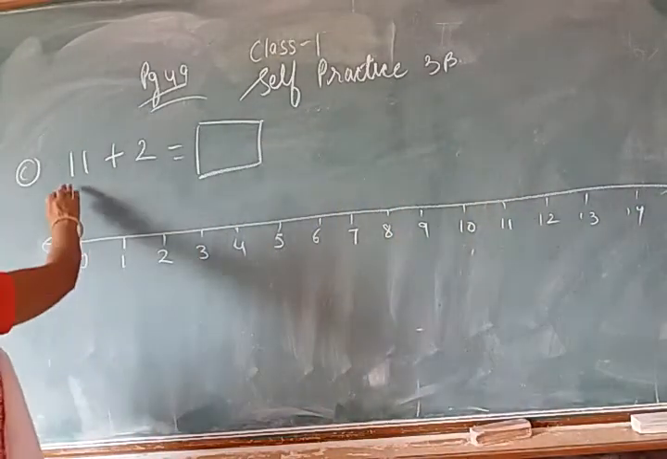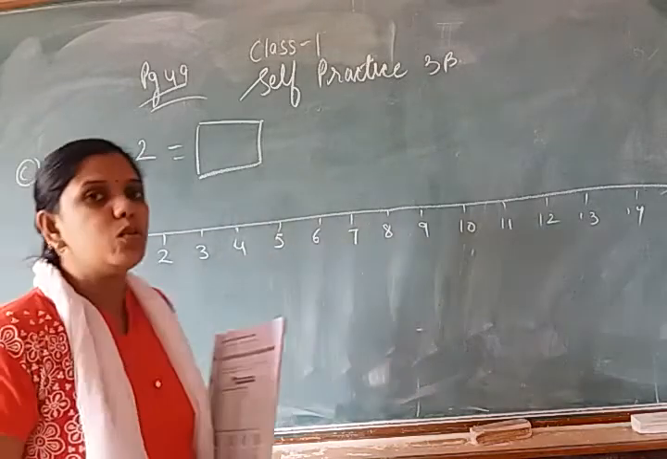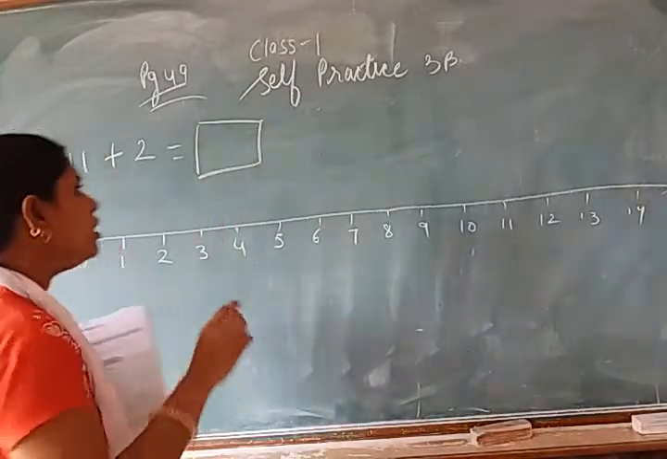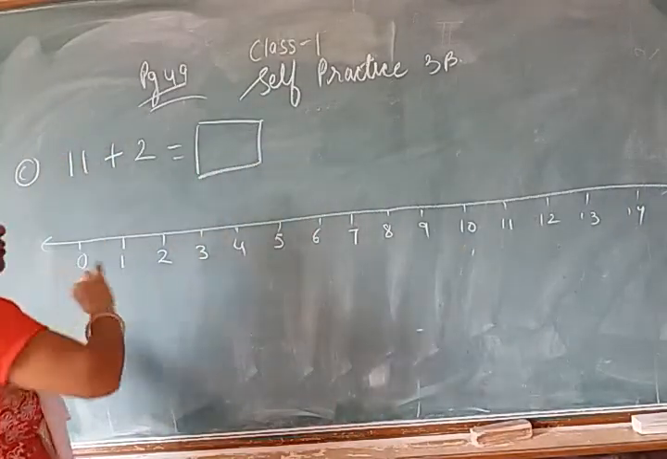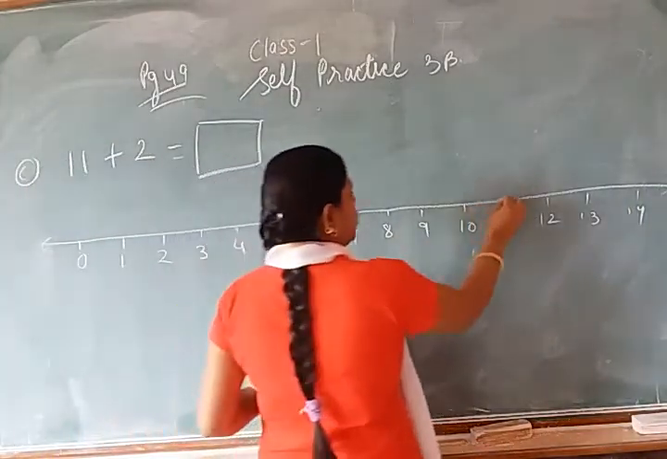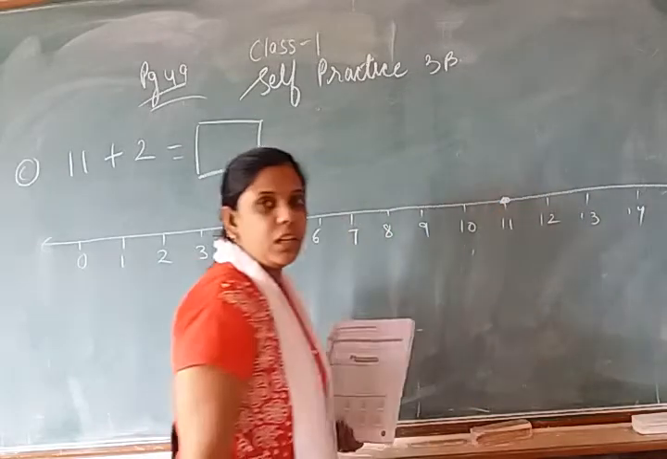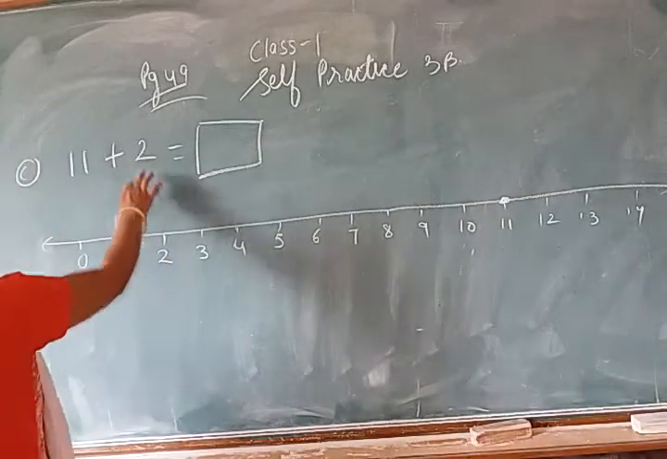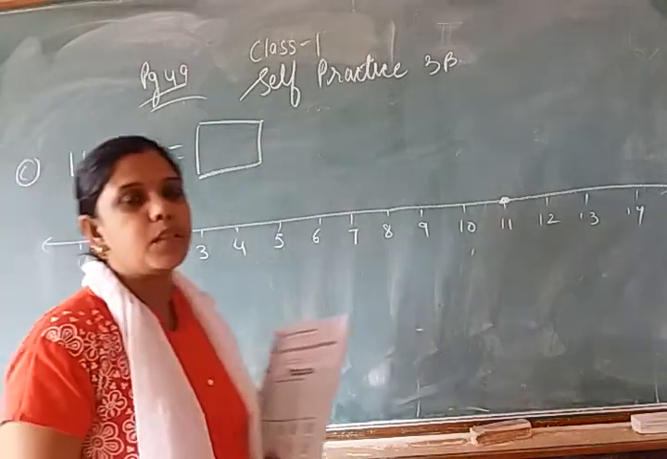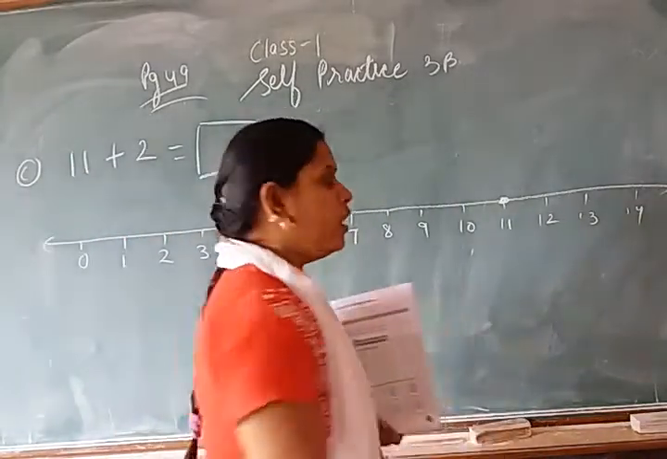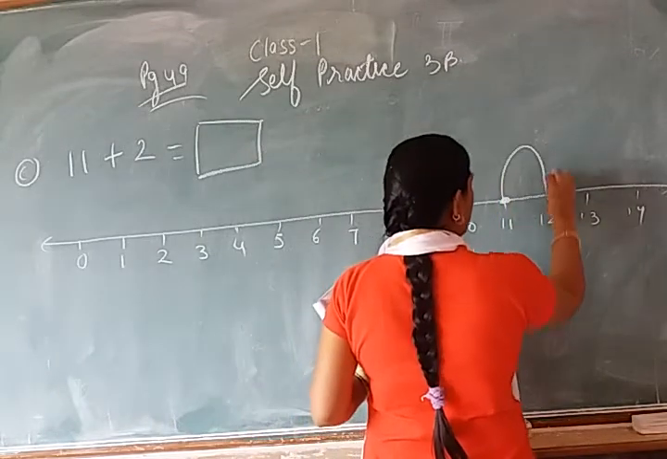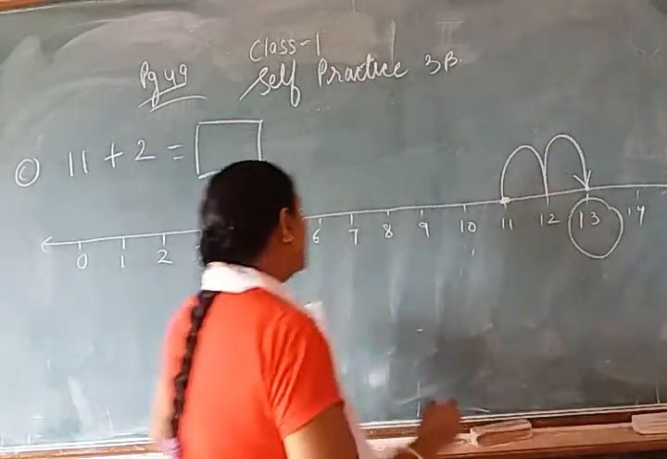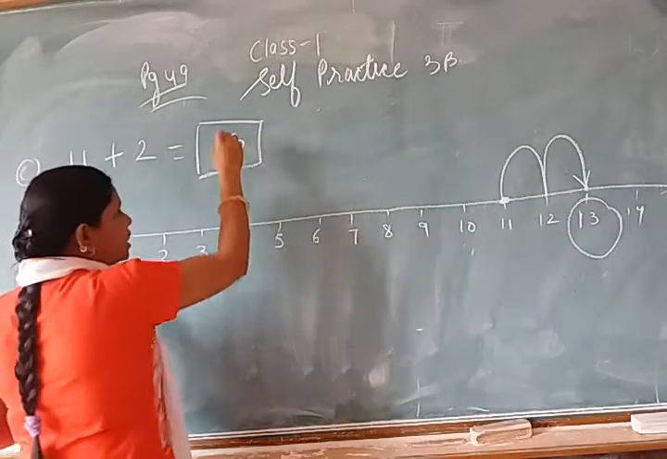Now what is the first number? What is the question? 11 plus 2. So on which number are we standing? We are standing on the first number, that is 11. So make a big dot on 11. And how many steps do you have to move? You have to move 2 steps forward towards the right. So jump 2 steps, 1 and 2. At which number do you stop? At number 13. So 11 plus 2 is 13.